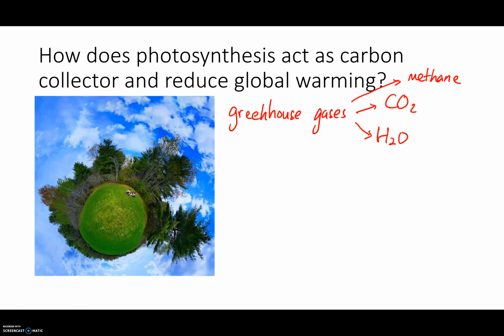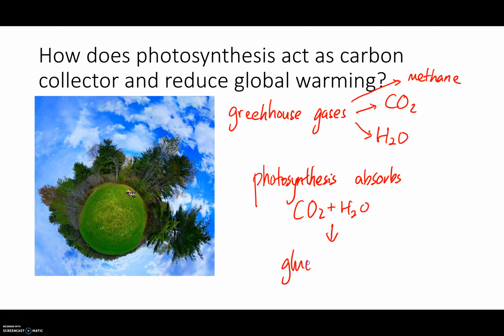So plants can absorb carbon dioxide and water and turn it into food. So there will be less carbon dioxide and water in the atmosphere if we have more trees. This is how they reduce global warming. They absorb carbon dioxide and water through the process of photosynthesis. So photosynthesis absorbs CO2 and H2O, and they release glucose and O2, or oxygen. Good.